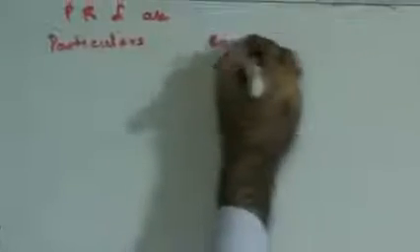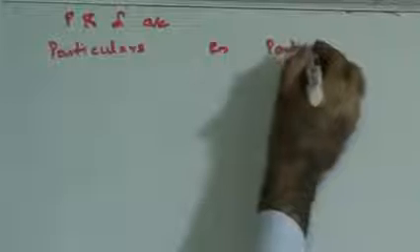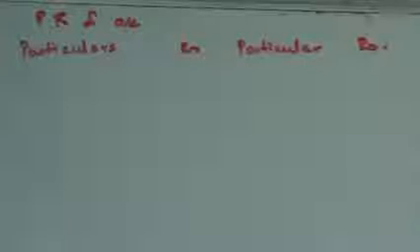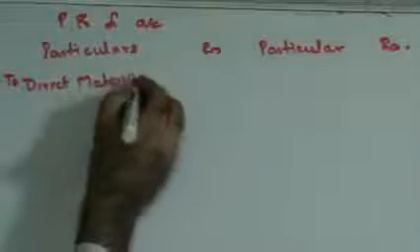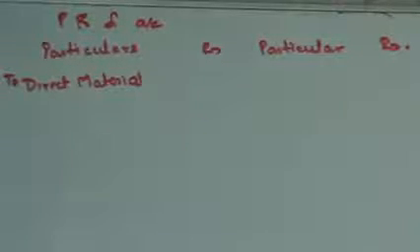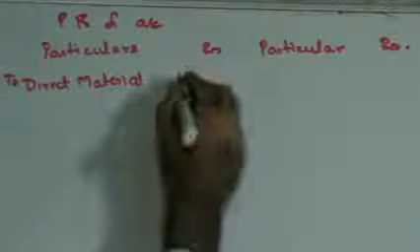Particulars, rupees, particulars, rupees. Right? Let's see this. Now, they've given you that direct material. So this is going to be debit expenses and losses to direct material. Direct material is 20,000 kgs at 26 rupees per kg. So that is going to be 5,20,000.